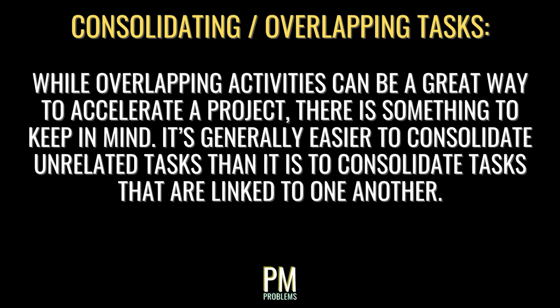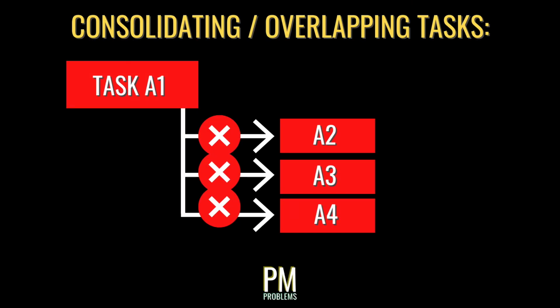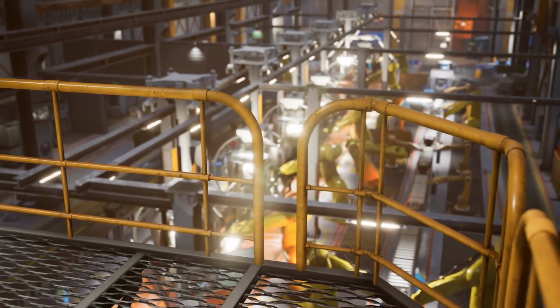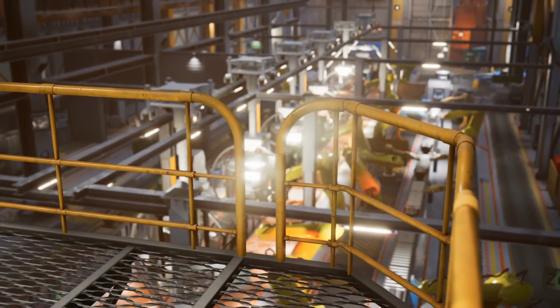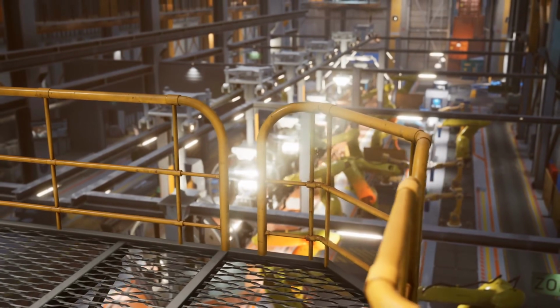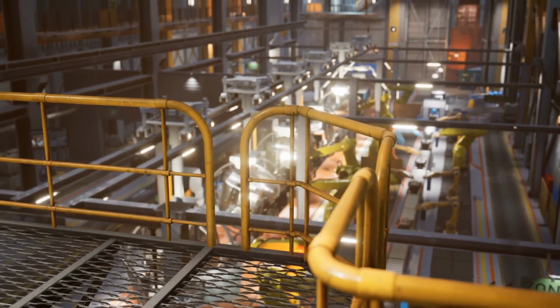It's generally easier to consolidate unrelated tasks than it is to consolidate tasks that are linked to one another in succession. If one task runs into trouble, all successor tasks that follow it will also have trouble. Sticking with our assembly line metaphor, a car factory can overlap tasks like fabricating the engines, the body panels, and the transmissions at the same time, given that they're not directly related.